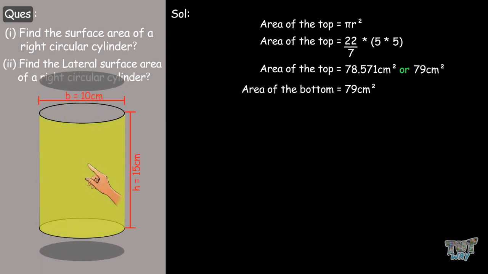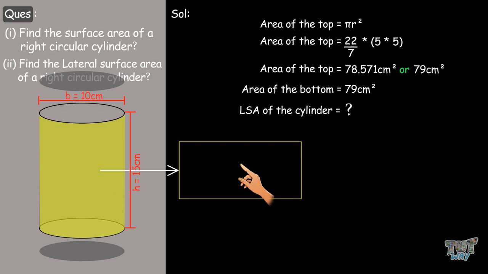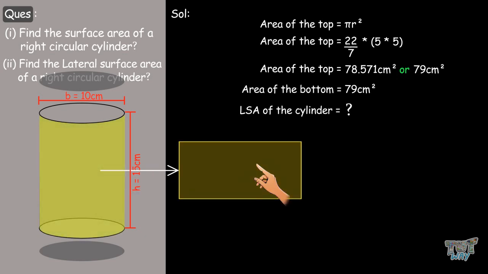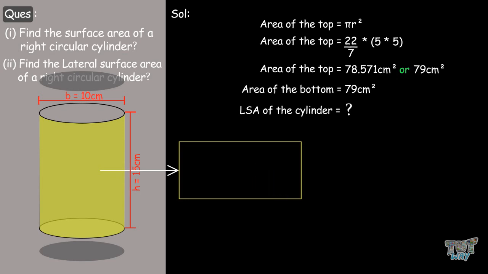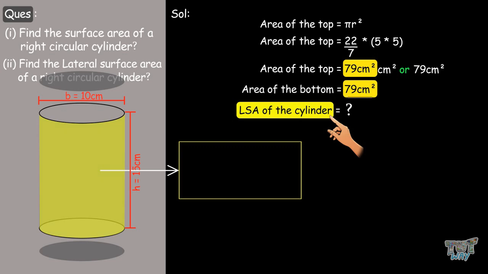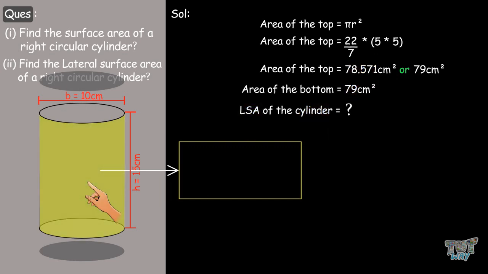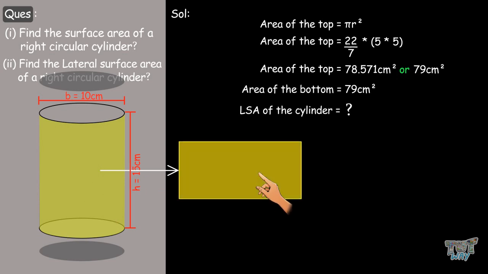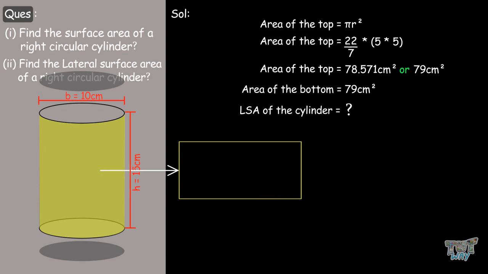Now let's find out the lateral surface area of the cylinder. That is the rectangle that is joined to form the curved surface of the cylinder. Because if you cut open the cylinder, the curved surface will be a rectangle. Now we know the area at the top and bottom of the cylinder. We need to find out its lateral surface area. We know that the curved surface of a right circular cylinder is actually a rectangle if you cut it open. Now, what will be the length of this rectangle? It will be the same as the circumference of the top.